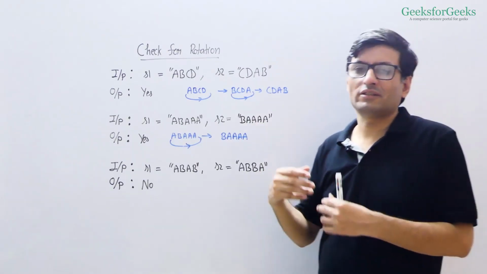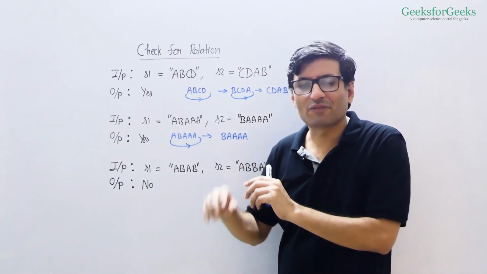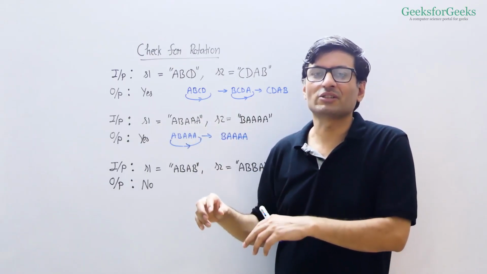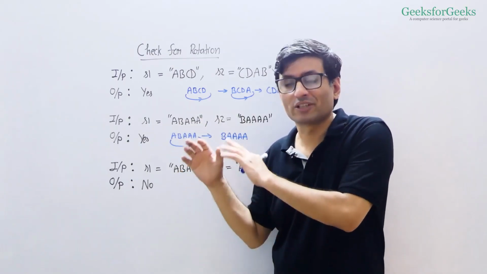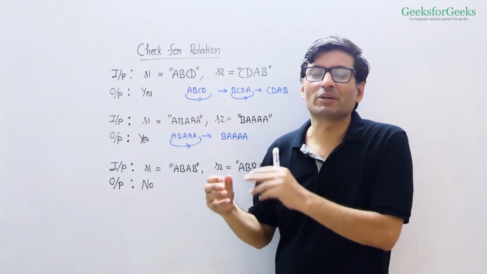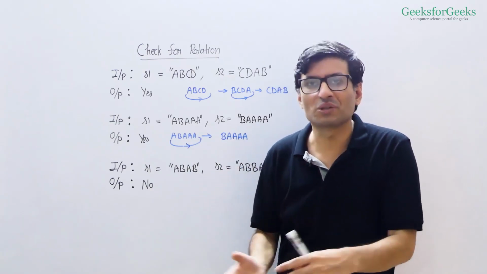So if you're doing x left rotations or counterclockwise rotations and you get a string, then you can get the same string by doing n minus x clockwise rotations, right?